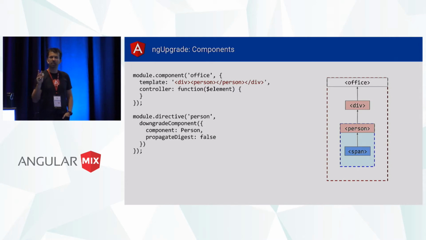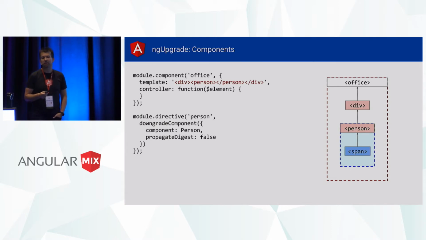By the way, the same exact principle works in reverse as well. Now, in this particular case, we're assuming that there's already a component person. We'll show you later, there's this flag you can set called propagate digest. You can set it to false or true, and this sets up what we call ngUpgrade full or ngUpgrade light. Again, we'll talk about that more in depth, but it controls the way change detection works within the system.